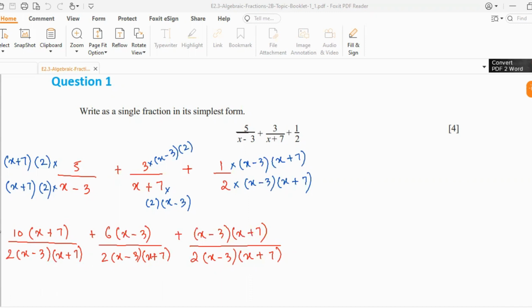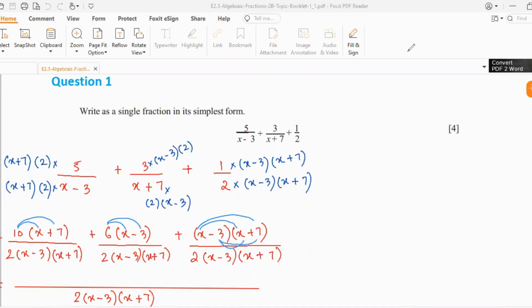So once we've done this step, the next step is to rewrite this fraction with a single denominator. The single denominator is 2 times x minus 3 times x plus 7. And in the numerators, we can just expand the brackets, which we have done previously as well. As you remember, we multiply the term outside the brackets with each term inside the bracket. In this case, you will multiply each term with 7.